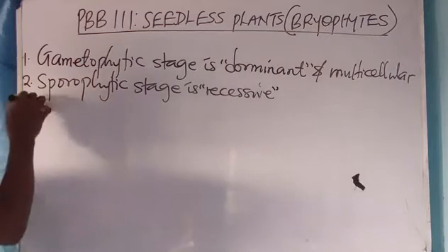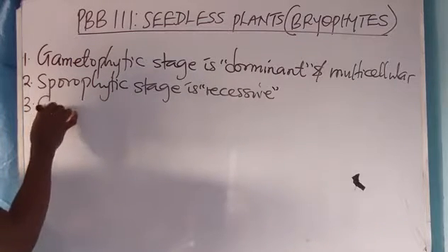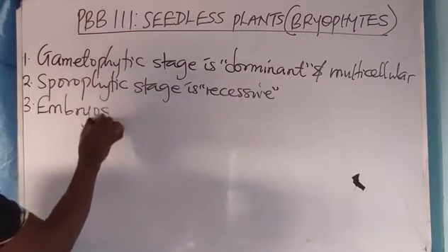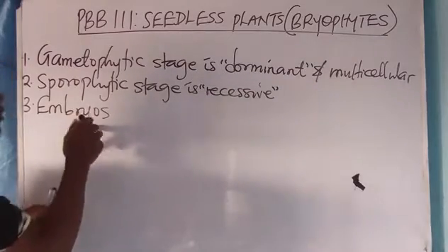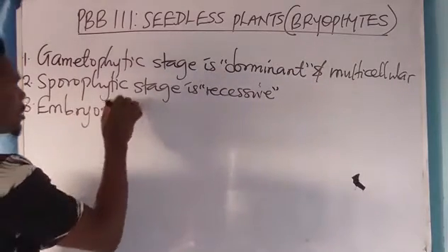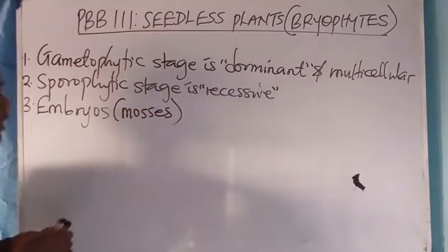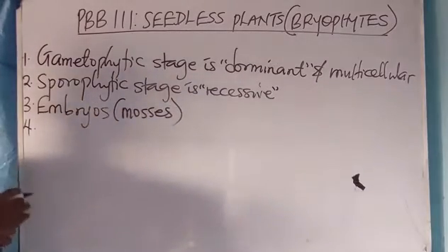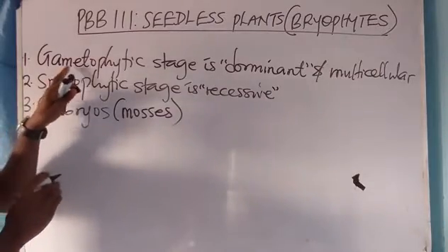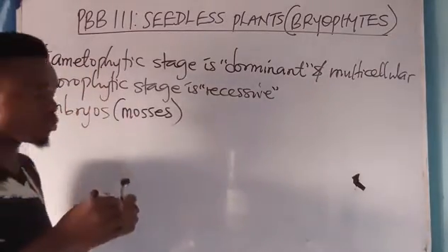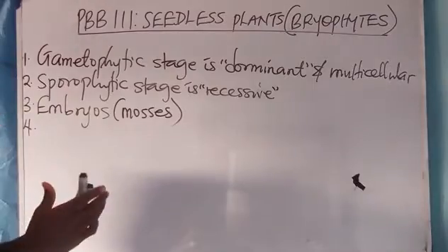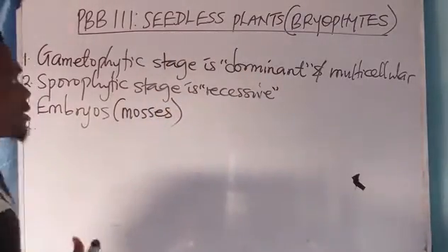In bryophytes, embryos are formed, and these embryos formed are restricted to just the mosses. The mosses produce embryos. Now, number 4, this gametophytic stage is usually prominent. It is the most prominent part of the seedless plant.